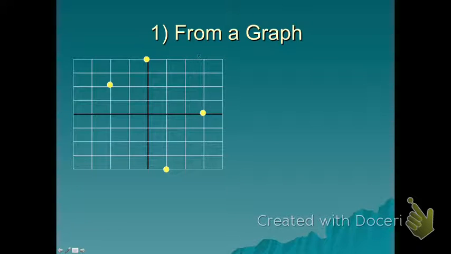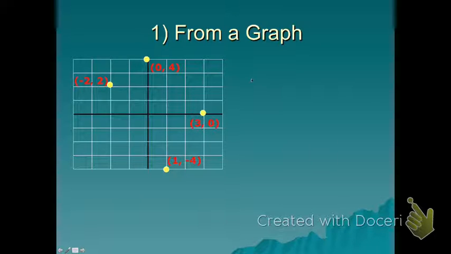So the first way we're going to find the domain and range is from a graph. And we are given 4 points, a point here, here, here, and here. So now we first need to identify what the coordinates are. The coordinates of the first point: -2, 2. The coordinates of the second point: 0, 4. The coordinates of the third point: 1, -4. And the coordinates of the fourth point: 3, 0.